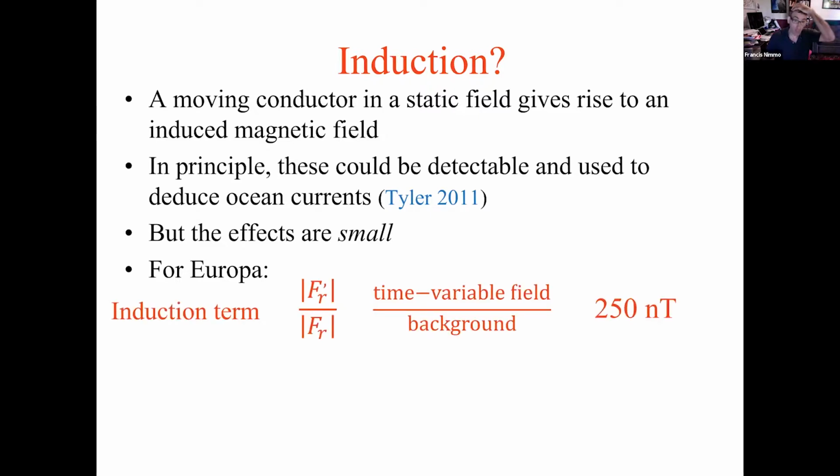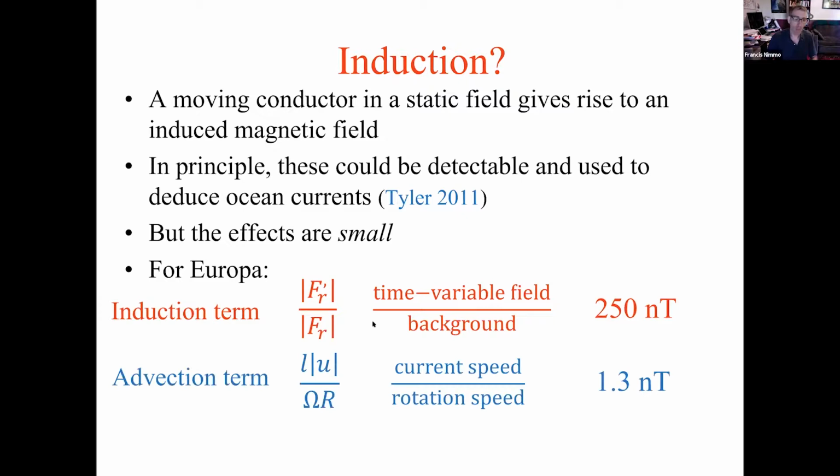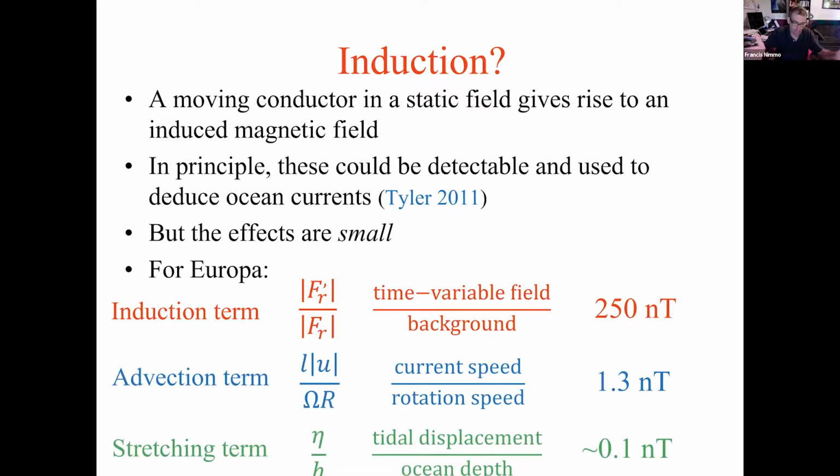The problem is that the effects are small. So this is the regular term. This is the fact that you have a time variable primary field that gives you an induced field of about 250 nanoteslas. This is the field because the currents are moving, and this gives you an induced field of maybe a nanotesla. And then there's a final effect, which is because the magnetic field lines are getting stretched by the tidal distortion, and that's even smaller. And so in principle, this is a good idea, but the magnitudes of the fields that you expect to see are very small.